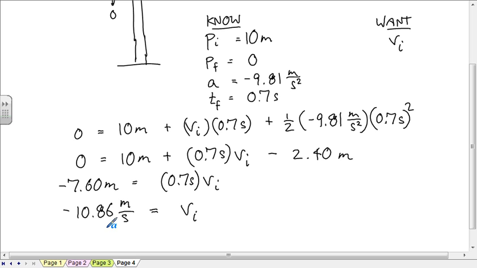Do the units make sense? Yeah, that's what we'd expect for velocity, meters per second. Does the sign make sense, the fact that this is negative? He's throwing it down. Our positive direction is up, so yeah, it should be negative. Any questions about that one?